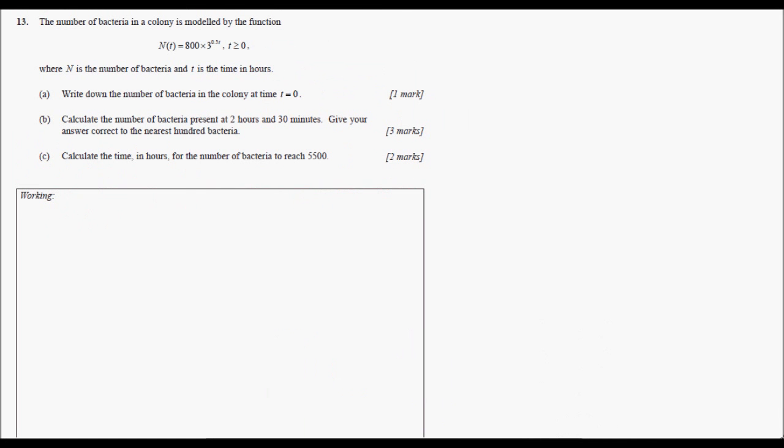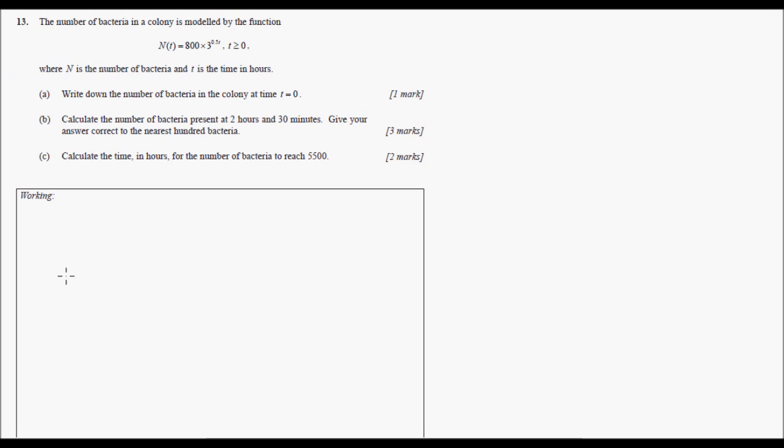Okay, so this problem right here is an exponential function, and I'm going to show you how to do it a couple different ways on the calculator. Anytime you see one of these, it's straight calculator work. So it says the number of bacteria in a colony is modeled by the function N of t equals 800 times 3 to the 0.5t power, where t is greater than or equal to 0, N is the number of bacteria, and t is the time in hours. All right, so write down the number of bacteria in the colony at t equals 0.